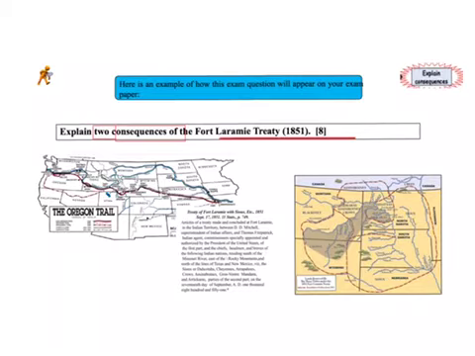We're going to have a look at and work through an example of this question together. The question here is explain 2 consequences of the Fort Laramie Treaty 1851. The consequences question is worth 8 marks, and you should spend no longer than 12 minutes on this question.